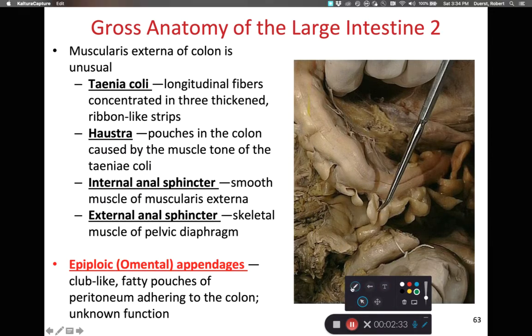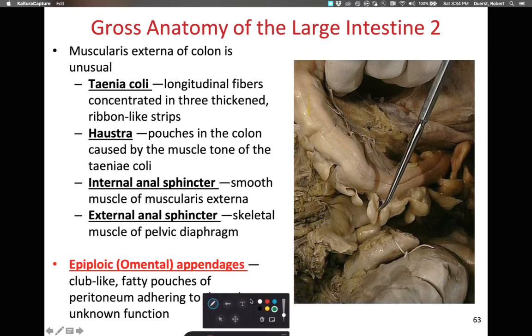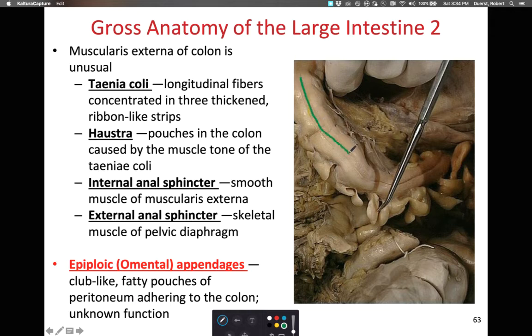Now, as we look at the large intestine, there are some longitudinal fibers that are highly concentrated. We can see that fiber right here on this slide. I'm tracing that fiber. And that fiber is referred to as the taeniae coli. We also have haustra. A haustra is a pouch on the large intestine. And these pouches are caused by variations within muscle tone.